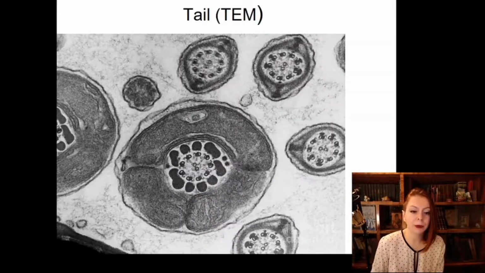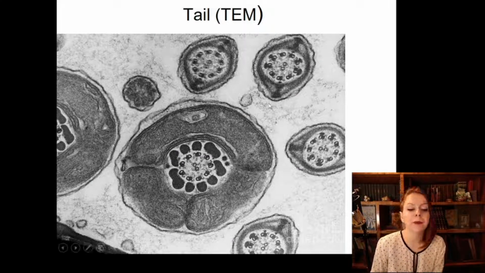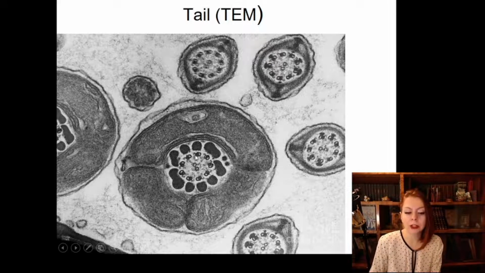If we look at the tail with transmission electron microscopy, we can distinguish all three parts. For example, here we can see the middle piece, as we can find the axonema in the center, then those coarse fibers, so dense fibers, and around them there is a huge mitochondrion.